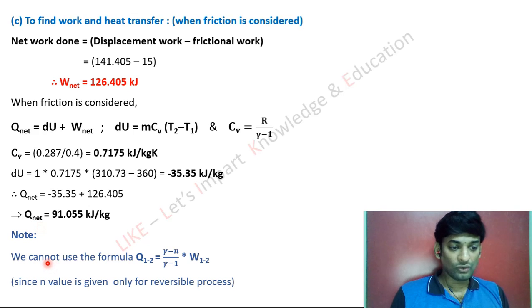I have already told you we cannot use the formula Q is equal to (gamma minus n) by (gamma minus 1) into W. Also, you cannot determine W with the formula (P1 V1 minus P2 V2) divided by (n minus 1), because in both cases n value is needed. In this problem, n value is not given for the irreversible process, so we are unable to use this formula. Suppose n value is given for reversible and irreversible, you can use this formula. Thank you.